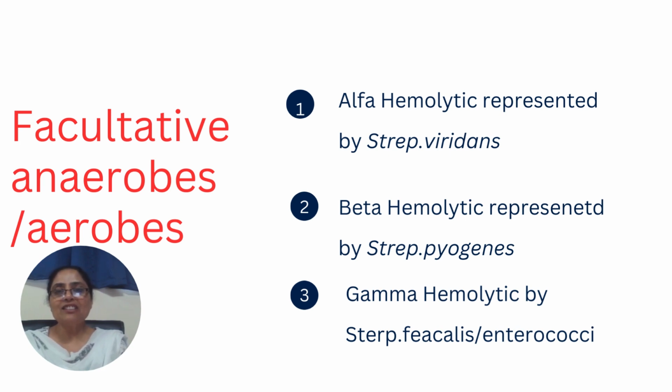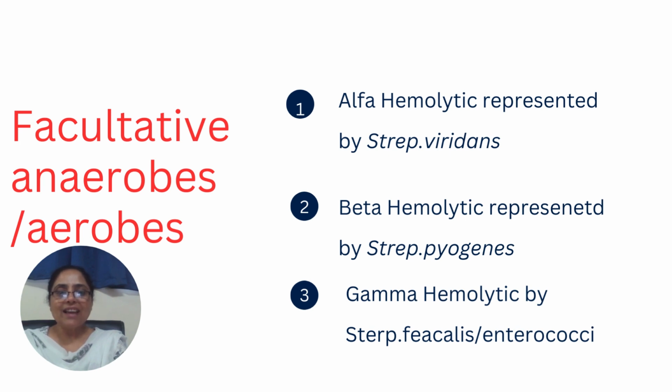Moving on to the next slide, facultative anaerobes or aerobes are further classified on the basis of the hemolytic activity. That means they are grown on blood agar and we see what kind of hemolysis they are giving. So this can be divided into alpha, beta and gamma. Alpha is represented by a group, Streptococcus viridans, which consists of many species. So alpha hemolytic is represented by Streptococcus viridans, and Streptococcus pneumoniae belongs to this group, while beta hemolytic is represented by Streptococcus pyogenes and gamma hemolytic is represented by Streptococcus faecalis or Enterococci.